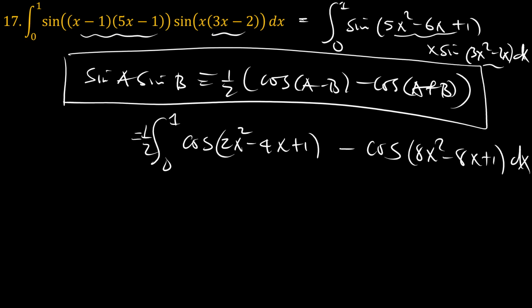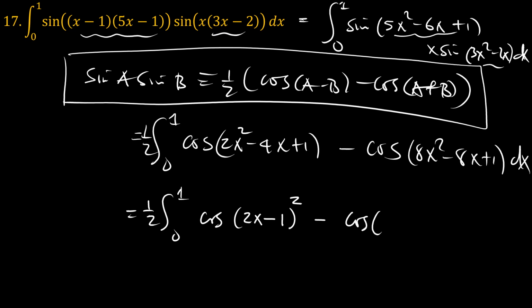And we can express this further into cosine of 2x minus 1 squared minus cosine of twice 2x minus 1 squared minus 1.